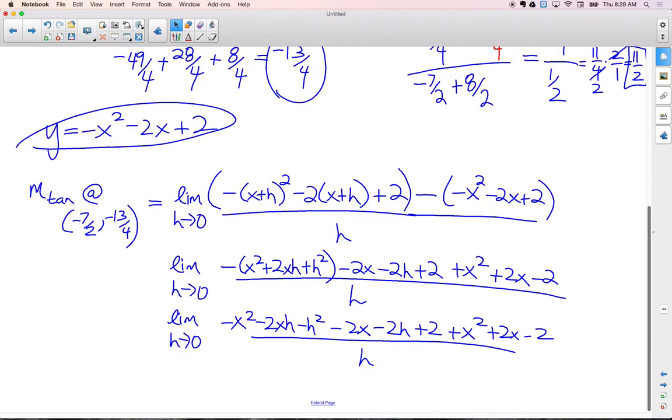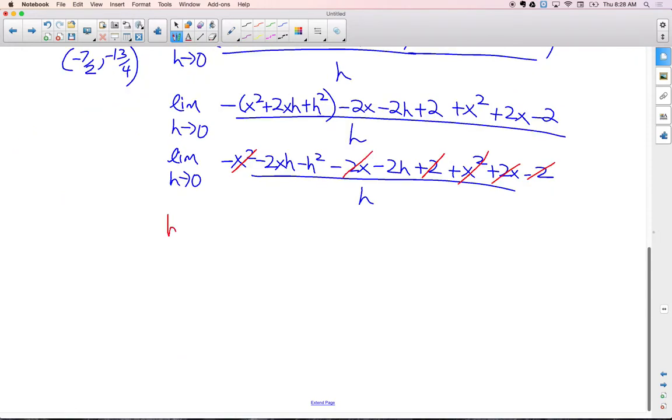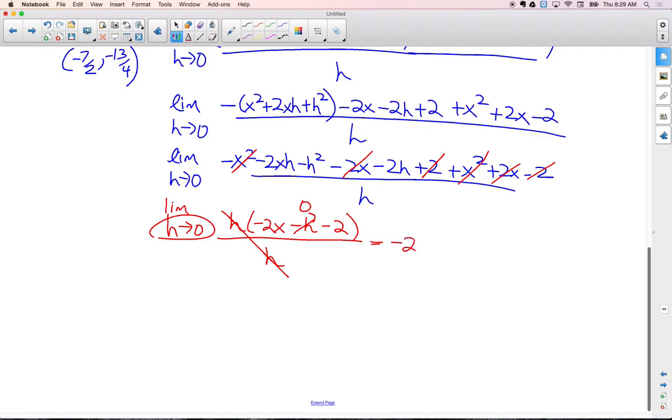And then what happens here is you collect like terms at this point. Your x squareds cancel, slash and burn. The 2x's cancel, the 2's cancel, and we should be left with everything has an h in it, and it does. So we'll extend the page here. Don't forget our point. So we got the limit as h approaches 0. Now factor out an h, and we're going to have negative 2x minus h minus 2 all over h. The h is canceled, plug in h equals 0, and we got negative 2x minus 2. There's your slope of your tangent, that's your derivative.